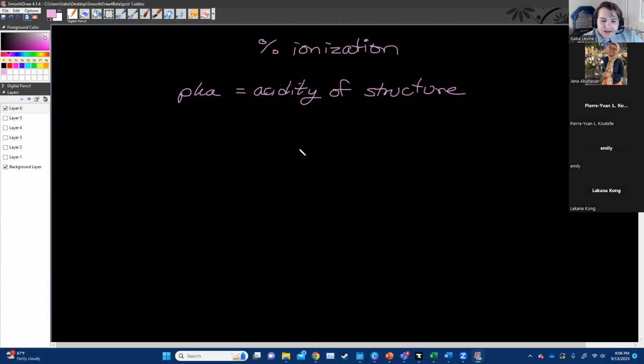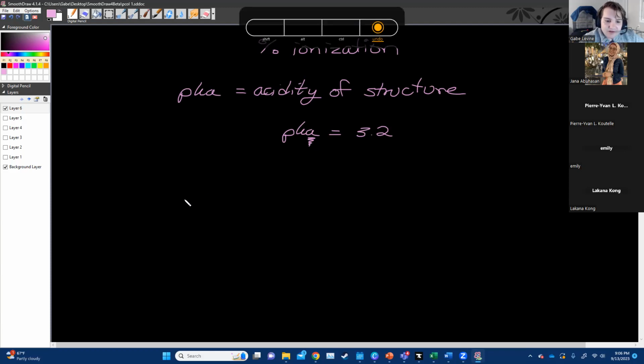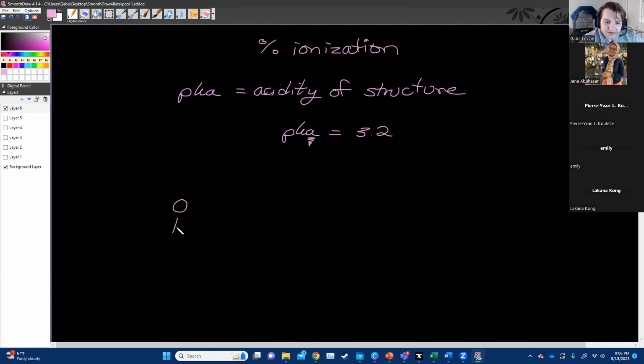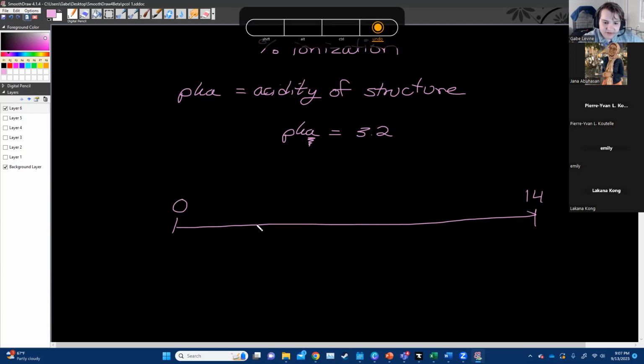What I mean is that if you have a pKa of 3.2, so here we are talking about an acid. And if we look at the number line of 0 all the way to 14, we have our drug here at 3.2. Maybe it's a little bit further up. pKa.